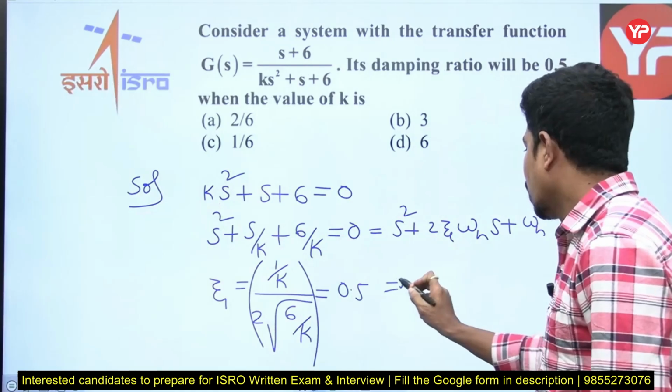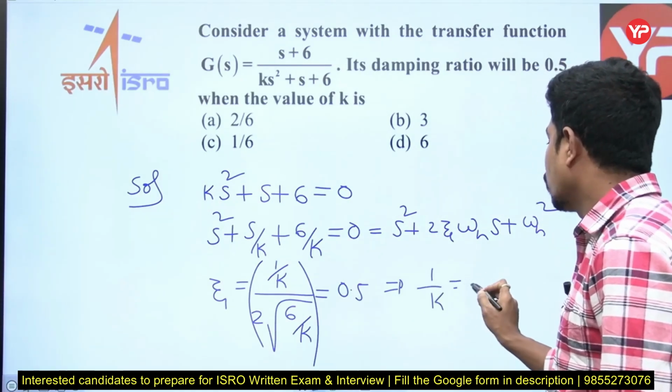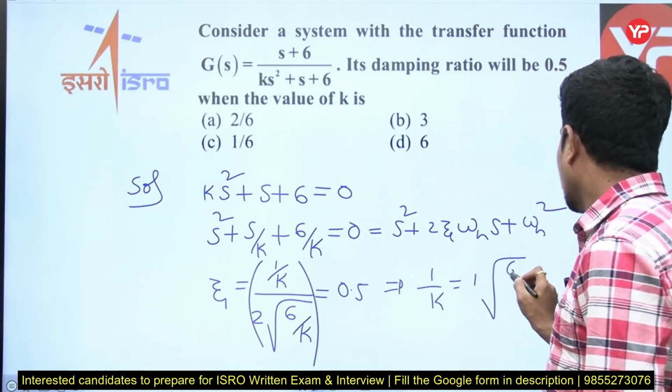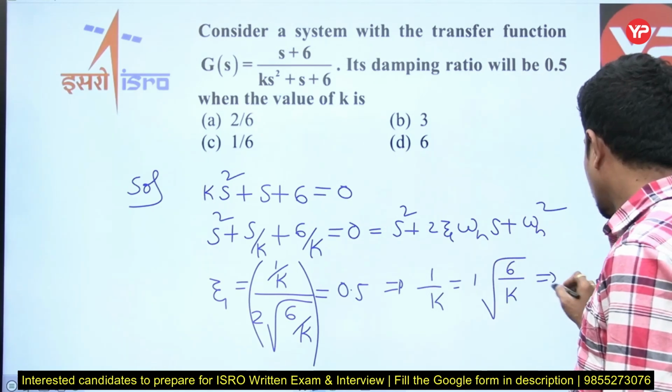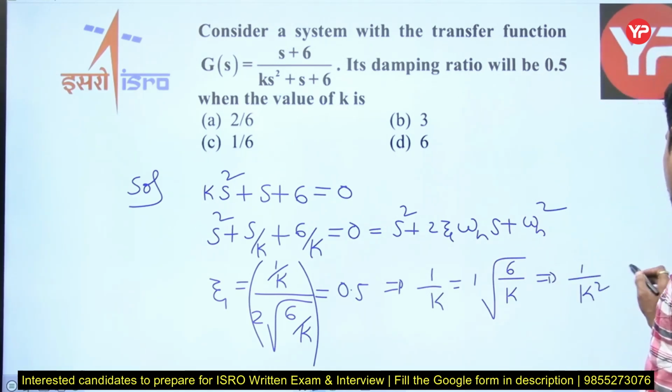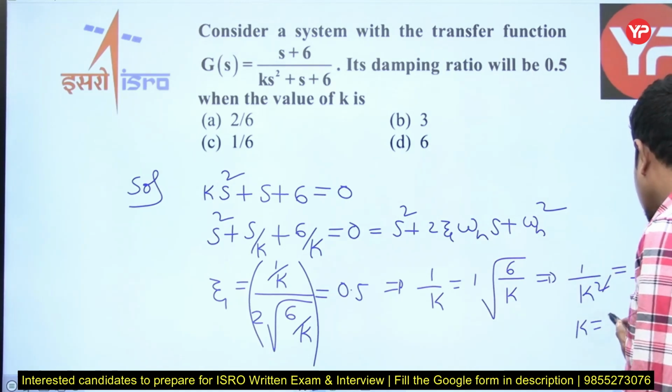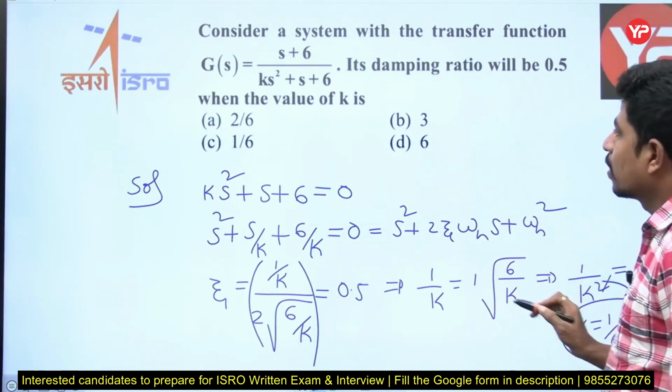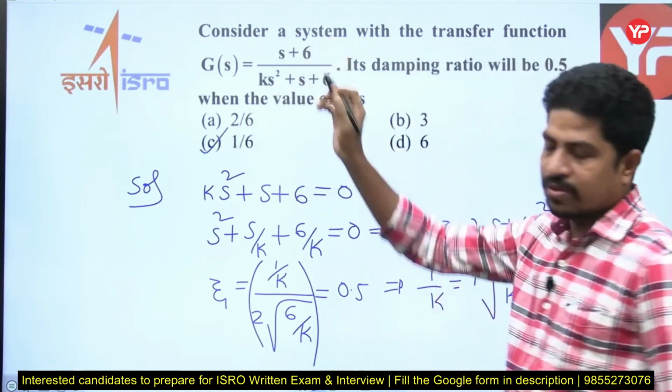That implies 1 by k is equal to 2 into 0.5 is 1 into under root of 6 by k. From this, 1 by k square is equal to 6 by k. K gone. That implies k is simply 1 by 6. K is how much? 1 by 6. Option is C for Chennai.